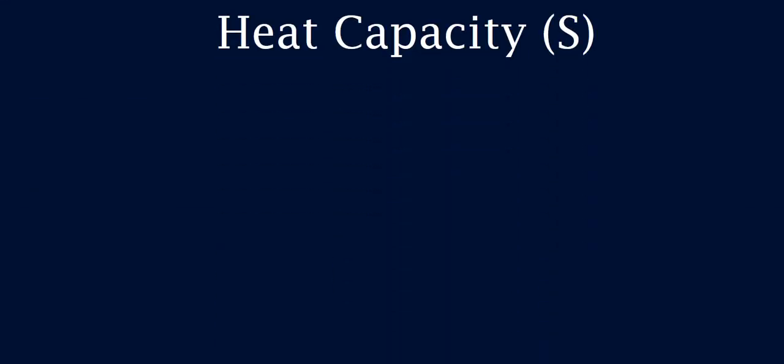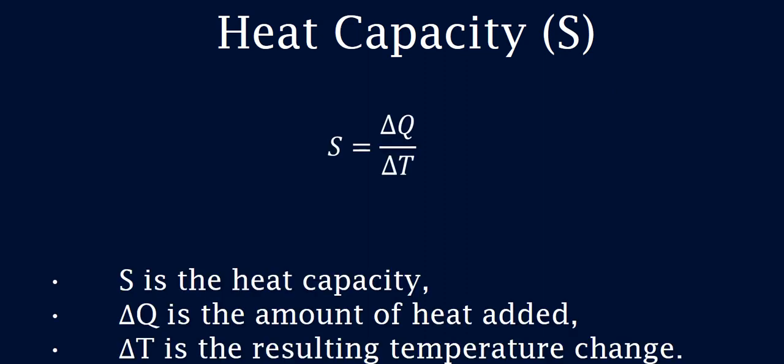Heat capacity, given by the mathematical formula S = ΔQ/ΔT, where capital S is the heat capacity, ΔQ is the amount of heat added, and ΔT is the resulting temperature change.